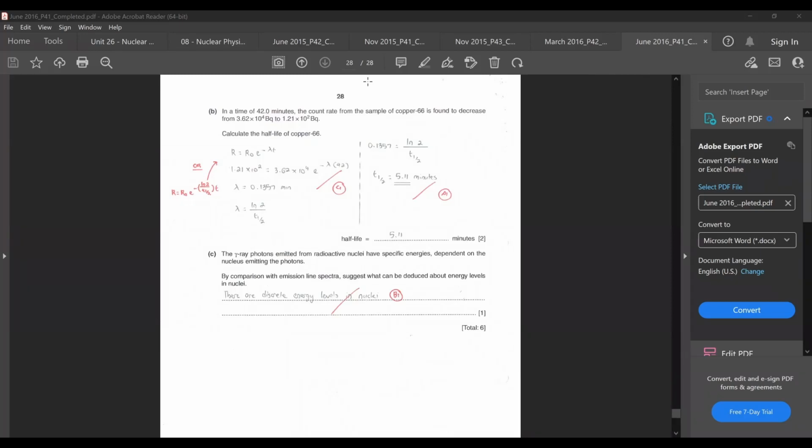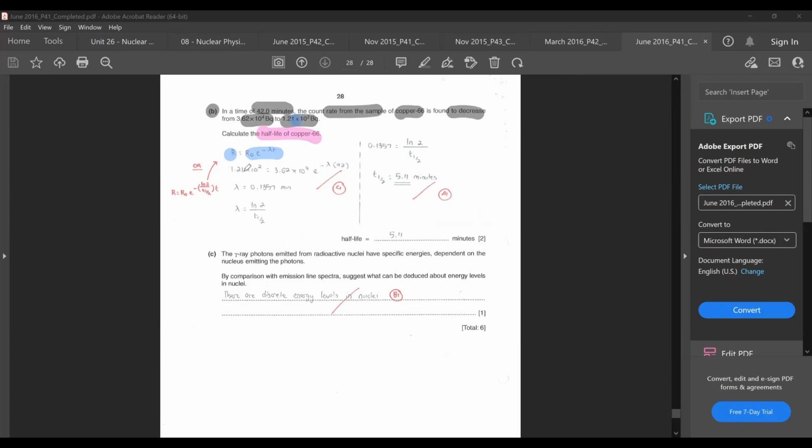Now in part B, they mentioned that in a time of 42 minutes, the count rate from the sample of copper 66 is found to decrease from 3.62 times 10 power 4 becquerels to 1.21 times 10 power 2 becquerels. Find out the half-life of copper 66. So this is talking to you about exponential decay again, specifically that of count rate. You would use the equation R equals R naught exponential negative lambda t.